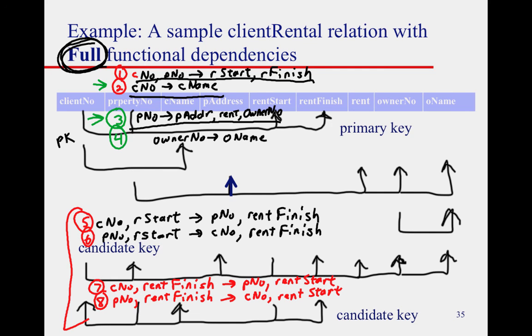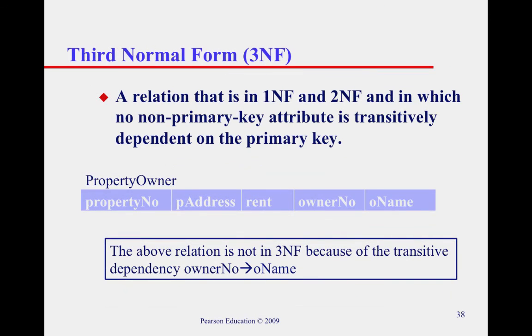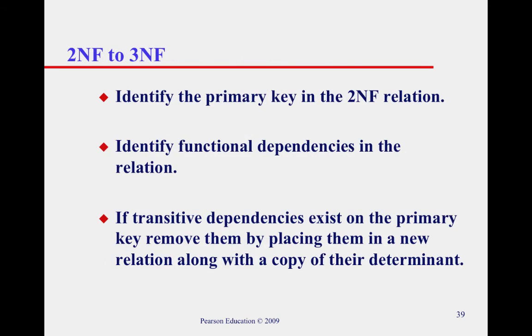So that's a transitive dependency. So we get to third normal form by removing transitive dependencies. So in this case, we're going to move owner name to its own relation, and then we also move a copy of the determinant. Okay, so again, identify the transitive dependencies, and move them by placing the right-hand side attributes in a new relation along with a copy of their determinant.